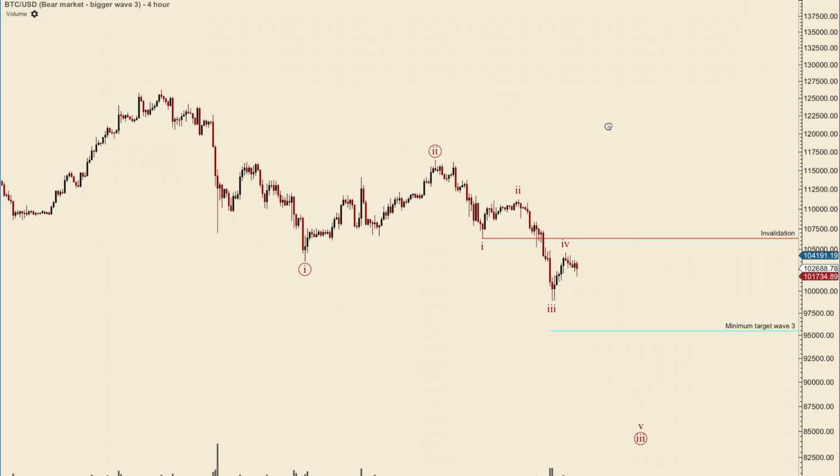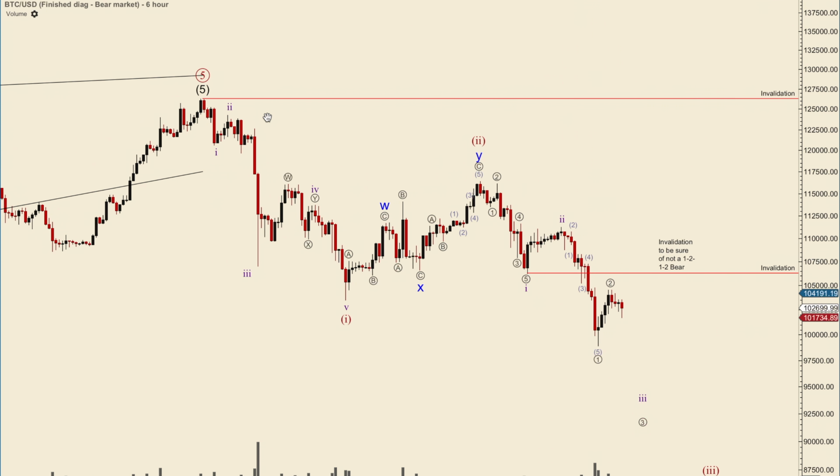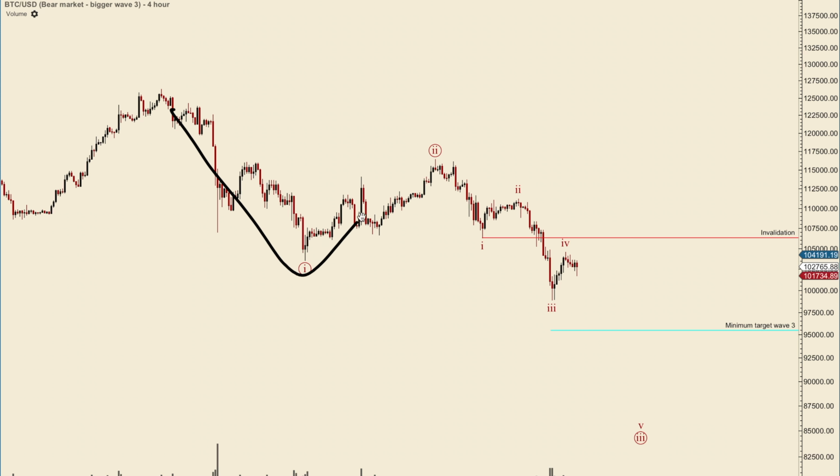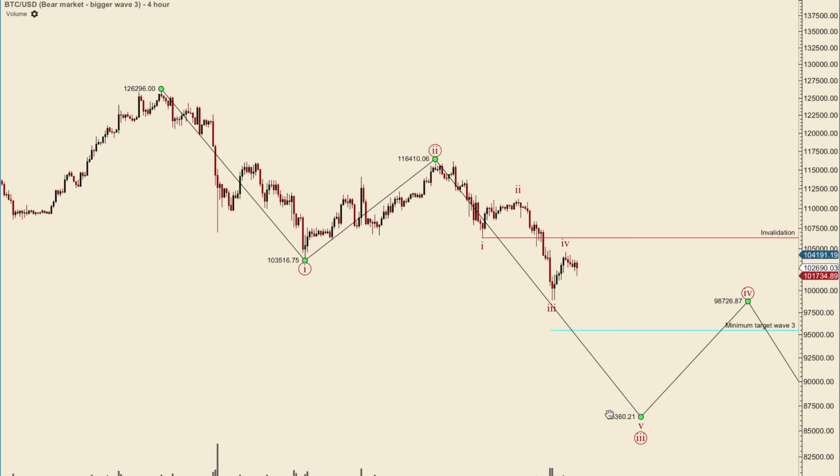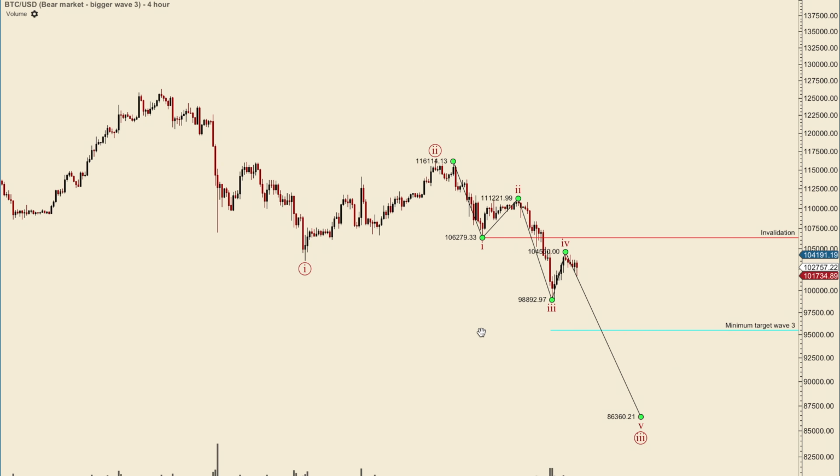So if I do it like this, you can see here it's a 1, 2, 1, 2, 1, 2. If we were to count it like this, a 1, 2, 1, 2, 3, 4, 5, the 3 would be fine. You need to have at least 161.8, but the internal count here is what is bothering me, because here the wave 3 only hit the 127.2 fib, which is very uncommon for a wave 3.